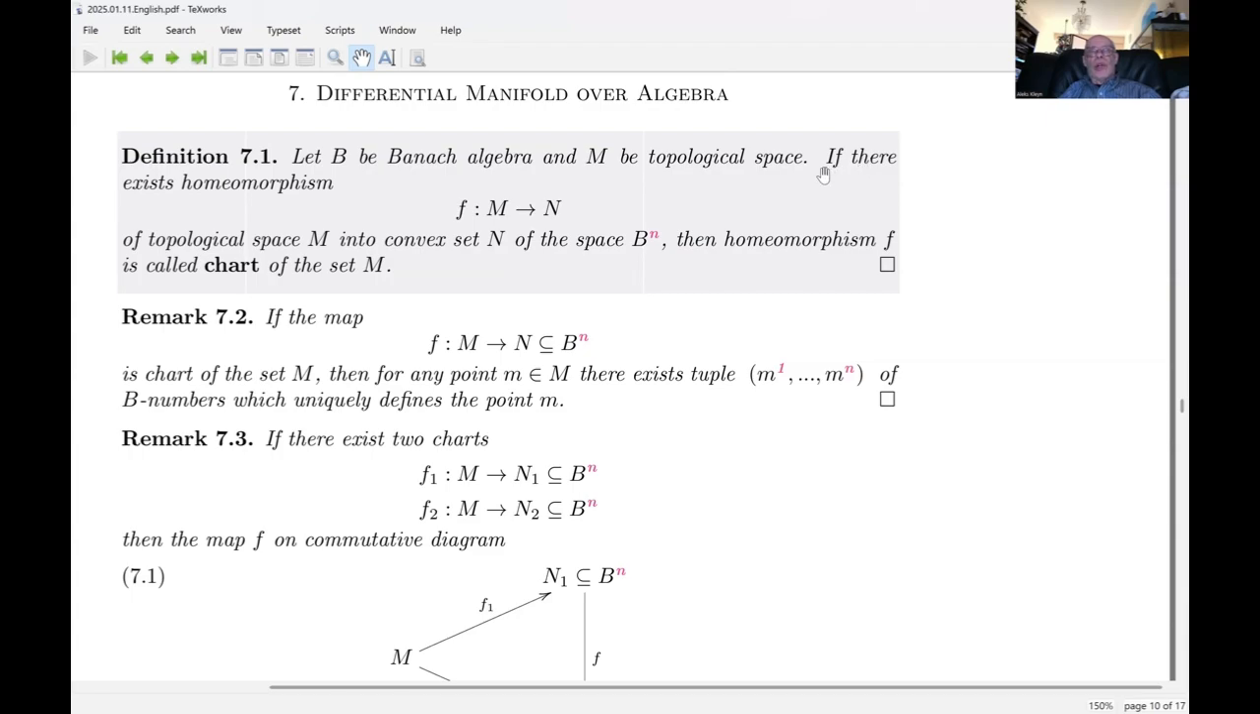Our next step is differential geometry. Let B be a Banach algebra and M be a topological space. If there exists a homeomorphism F of the topological space M into a convex set N of the space B to the power n, then the homeomorphism F is called a chart on the set M. If the map F is a chart on the set M, then for any point M, there exists a tuple M1, ..., Mn of B-numbers, which uniquely defines the point M.